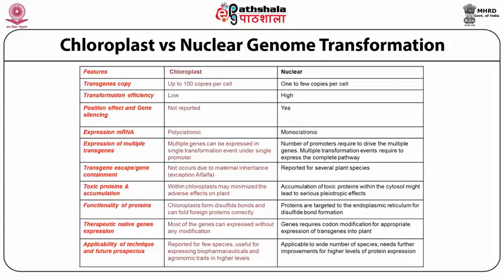The chloroplast can be a good system to express pharmaceutical proteins that don't need glycosylation, and you don't need codon modification to express the gene, while in the nuclear genome, if you want to express Bt genes, you have to do codon optimization. Applicability: chloroplast transformation has been reported for very few plants, while nuclear transformation has been shown for a large number of plant species, though the level of protein expressed is low.